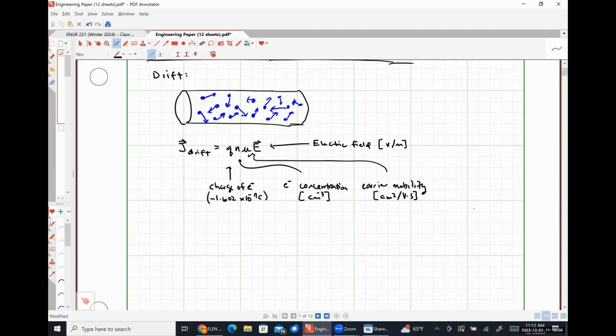So in a semiconductor material where we have both electrons and holes present, we are going to have an electron velocity V sub E that is equal to negative mu sub n times E. And this is just in meters per second.